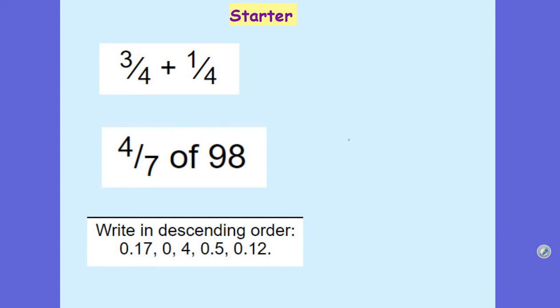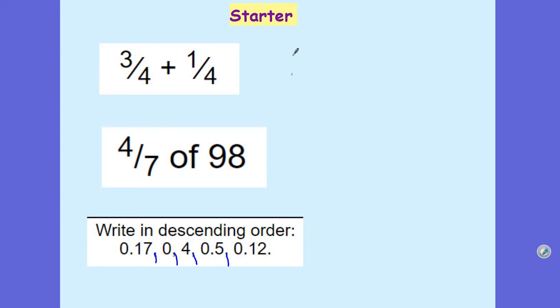Let's start off with a quick starter. I'm going to ask you, what's 3/4 plus 1/4? What's 4/7 of 98? That's quite tricky. If you can't do it, don't worry, move on. And finally, can you write the following numbers in descending order? 0.17, 0, 4, 0.5 and 0.12. Look out for the commas. Okay, pause the video for a minute or two and in your light blue books have a go at these questions.